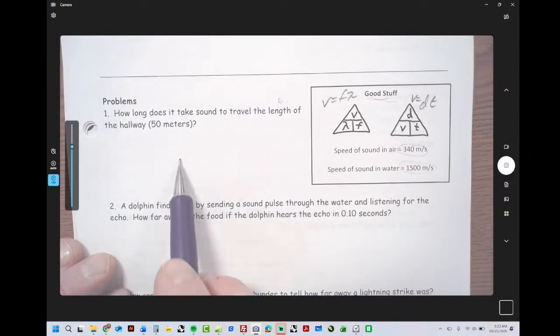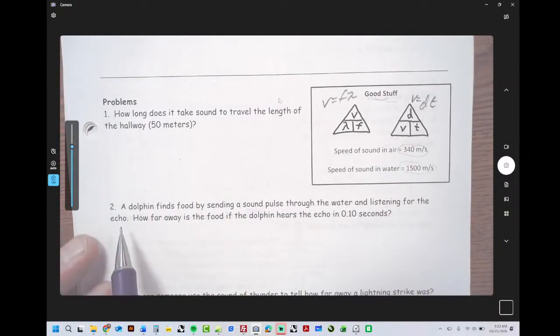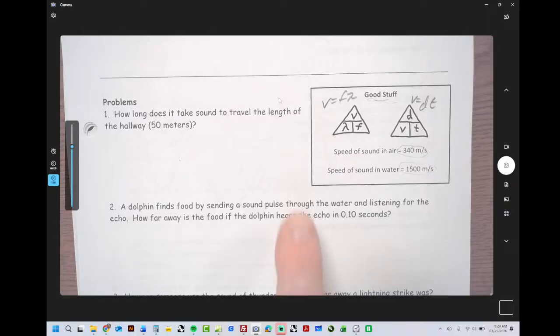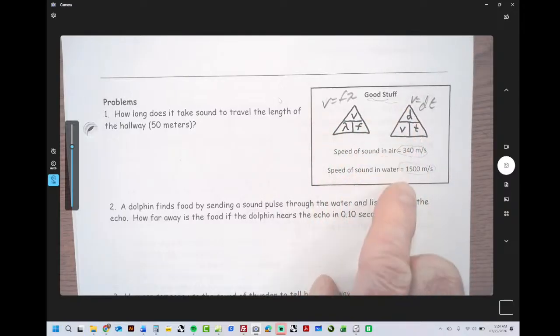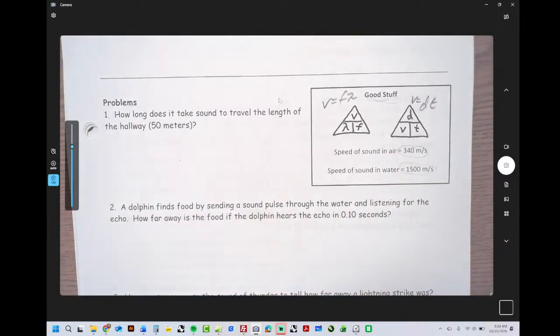So see if you can do this one. How long does it take sound to travel the length of the hallway in meters? Think about it. I'm going to give you about a minute, and then I'm going to pick somebody. And if you don't know how to do it, I'll give you hints. But see if you can figure it out and walk us through what to do. So you've got two different formulas for speed. You've got the speed of sound in air and the speed of sound in water. And if somebody at one end of the hallway yells, how long does it take somebody on the other end of the hallway to hear them?